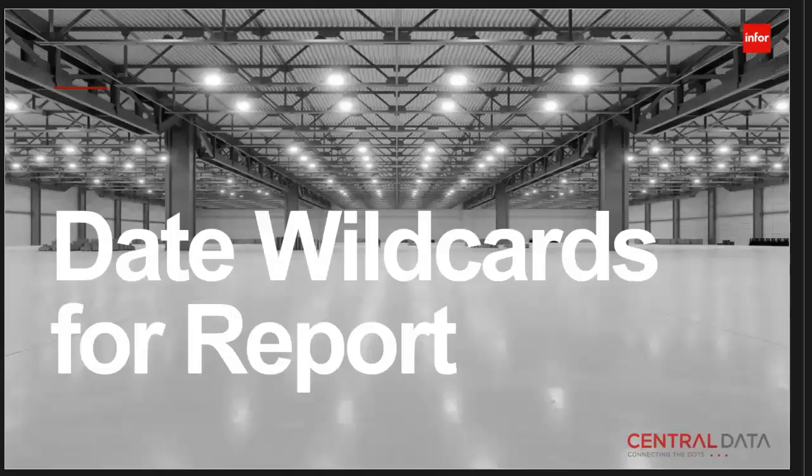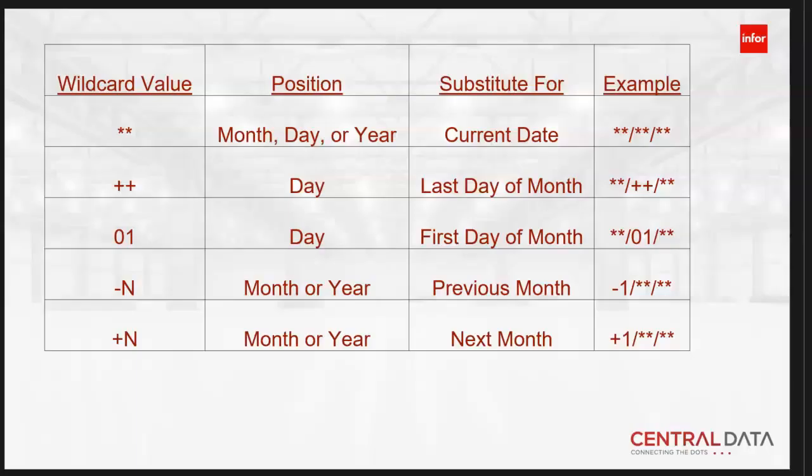Wildcard characters can be used in the place of a day, month, or year when running reports or setting up stored reports. The asterisk value indicates the current month, day, or year. Double plus or 01 gets us to the last day or the first day of the month. And minus n or plus n indicates a previous or next month.